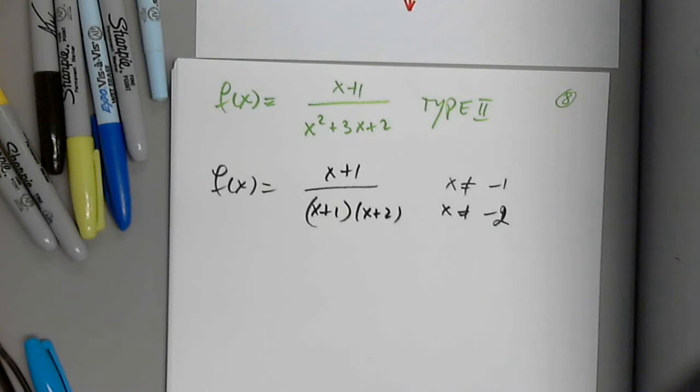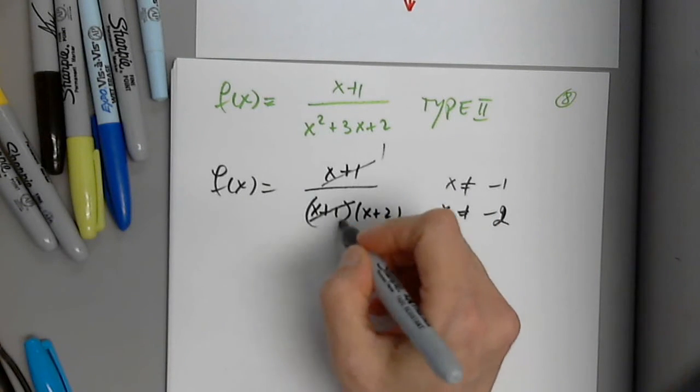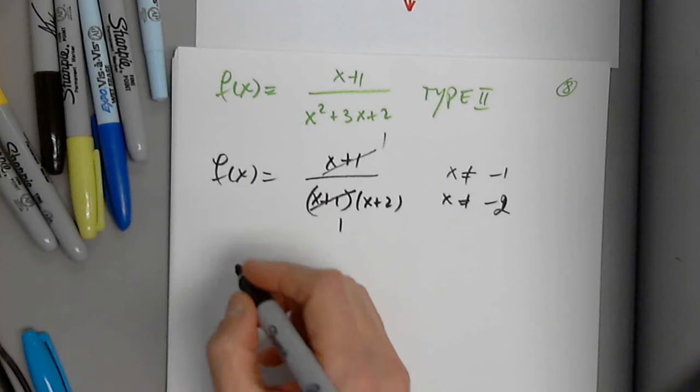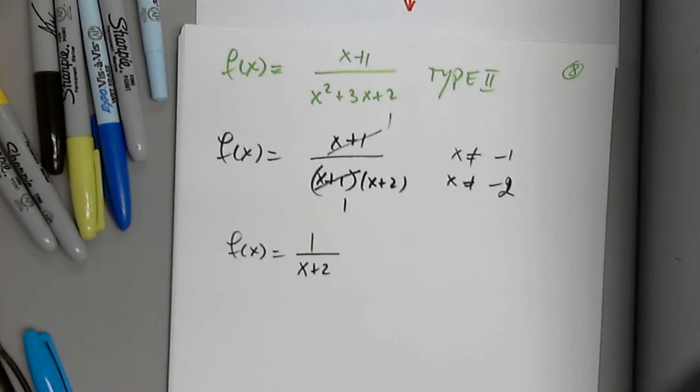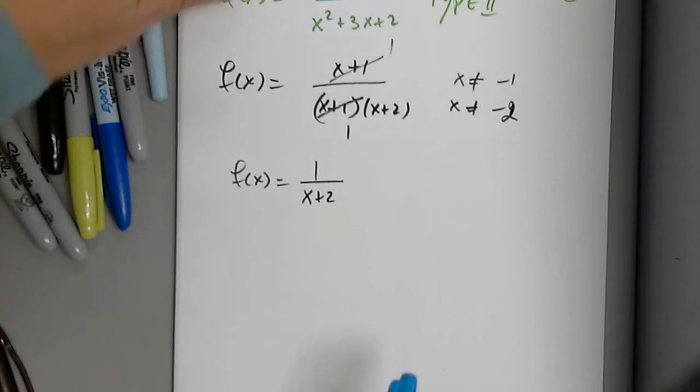I can simplify a factor from the top and the factor from the bottom. So then the function is now this function. Perfect. So now we can start our table.